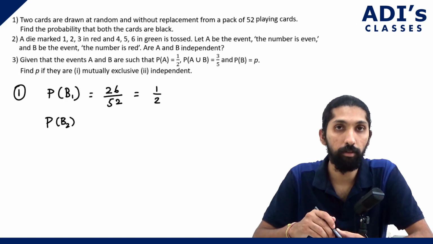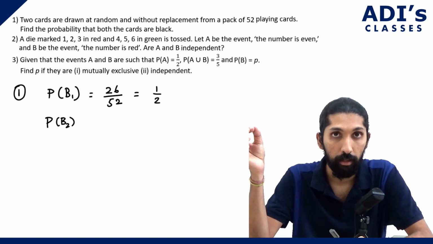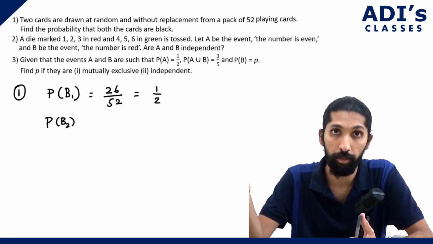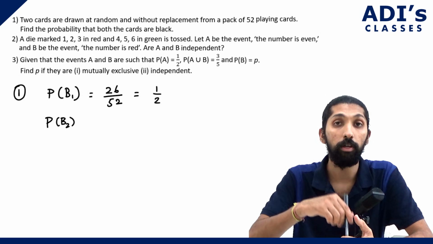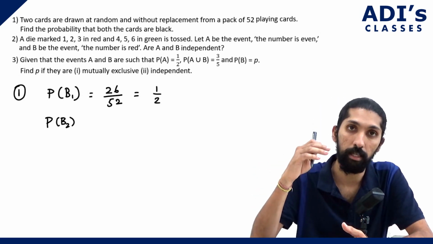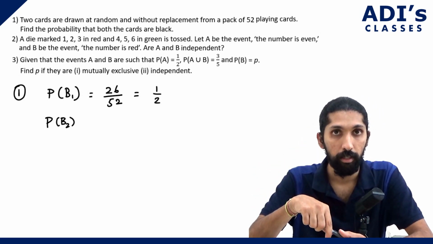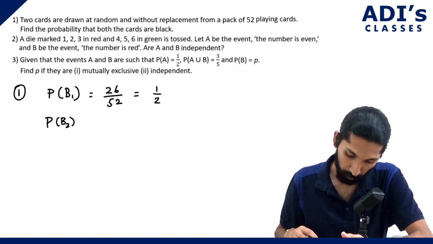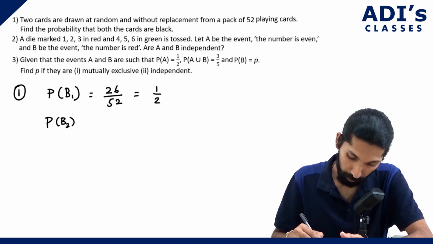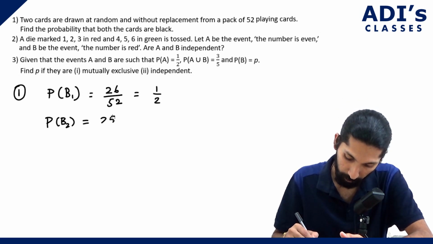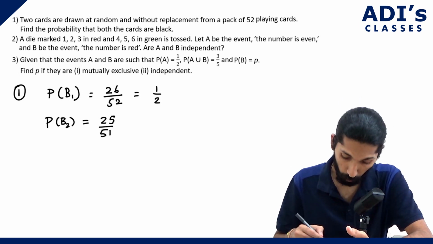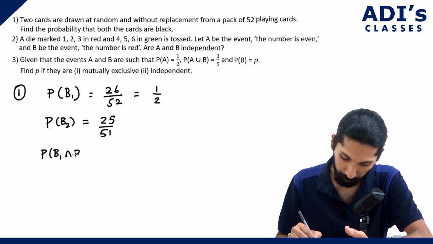Now first thing you need to understand is that once you pick a card, the second black card has no relation to whatever the first card is going to be, isn't it? So if there is no relation, that means it has to be an independent event. If it's independent, it's very easy. You just have to multiply, correct? So P of B1 is this, and P of B2 is going to be 25 out of 51, correct?